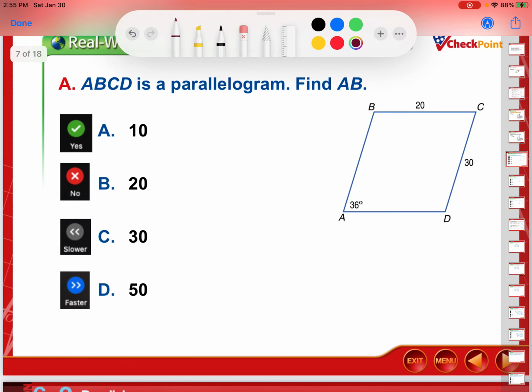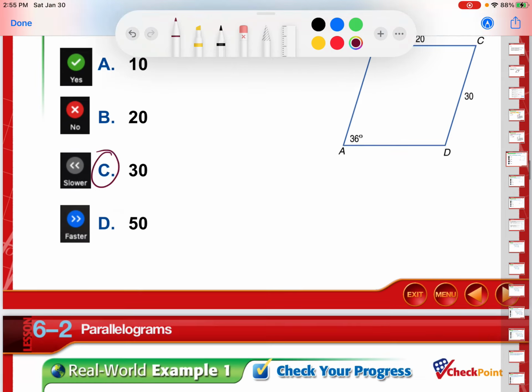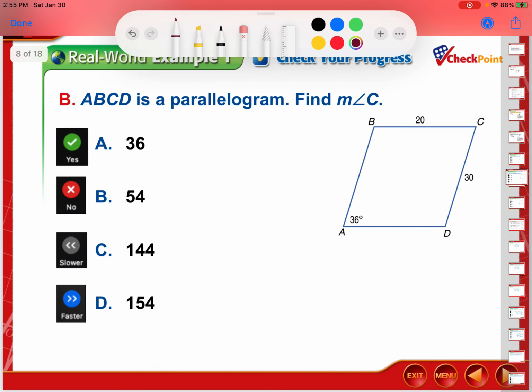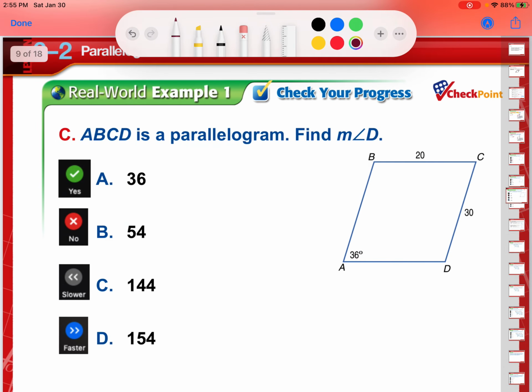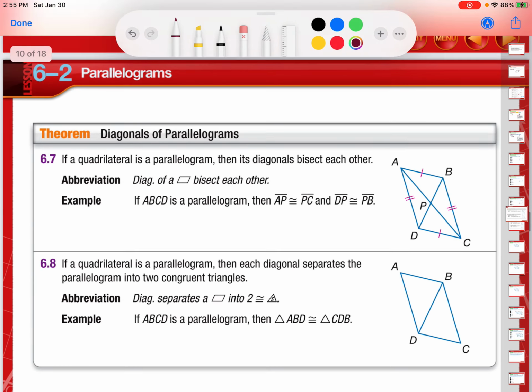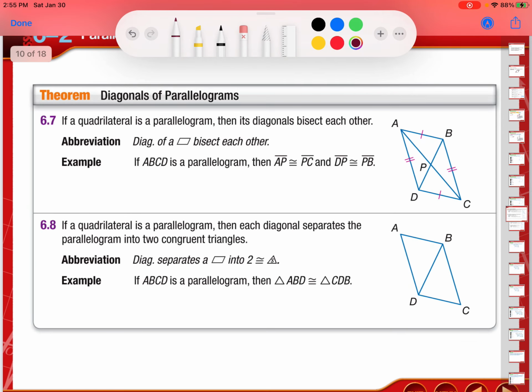So ABCD is a parallelogram. Find AB. AB would be 30. ABCD is a parallelogram. Find the measure of angle C. Angle C would be 36 degrees. Find the measure of angle D, which would be 144. Delightful.